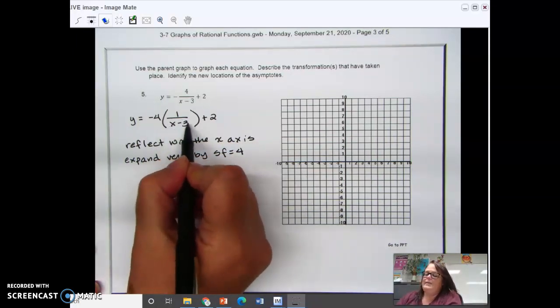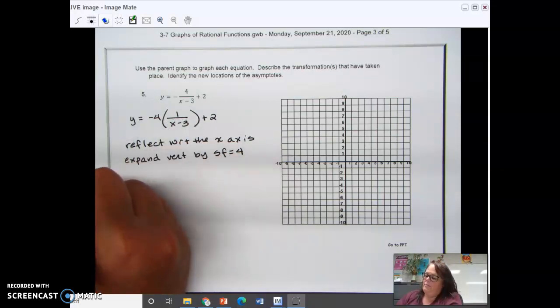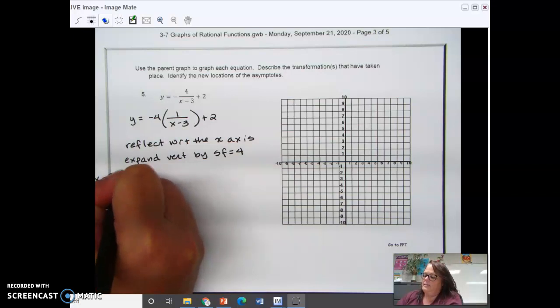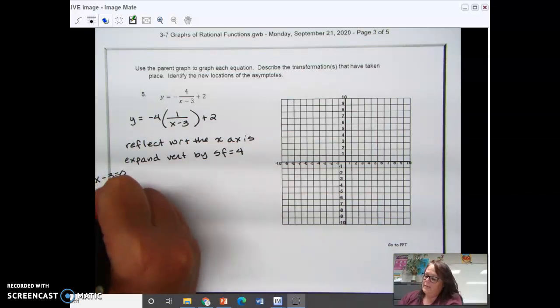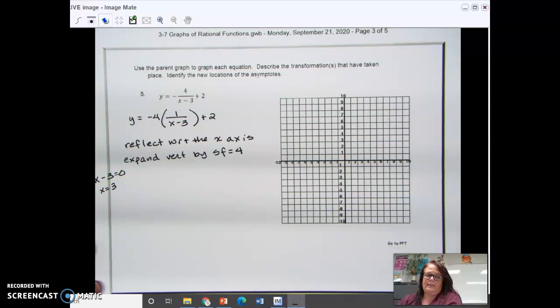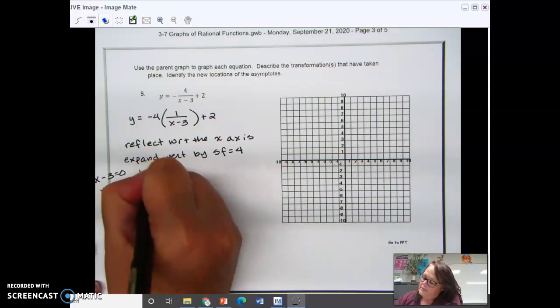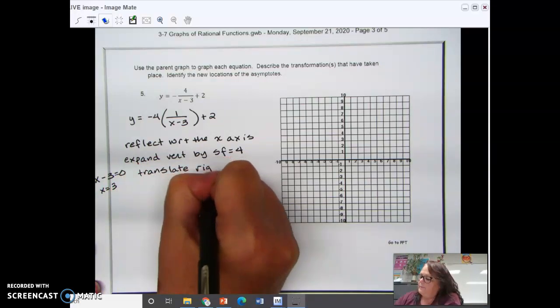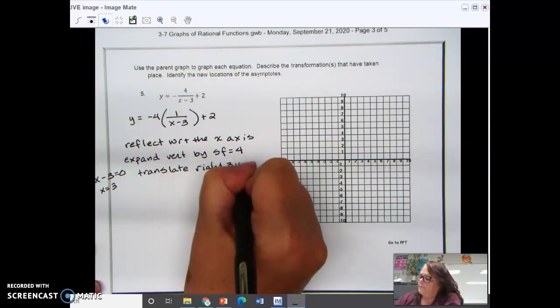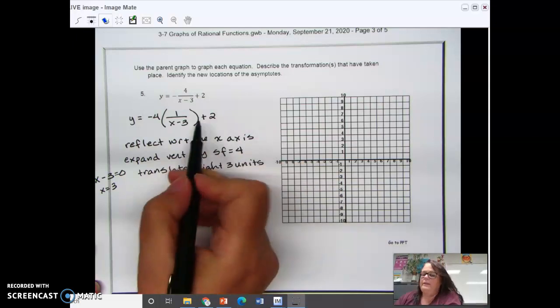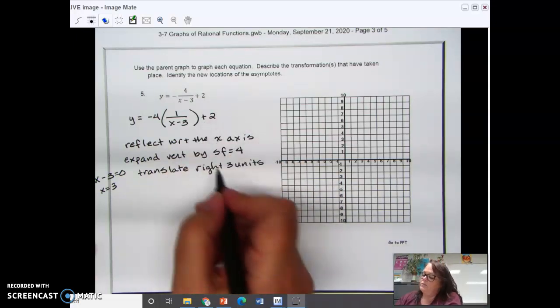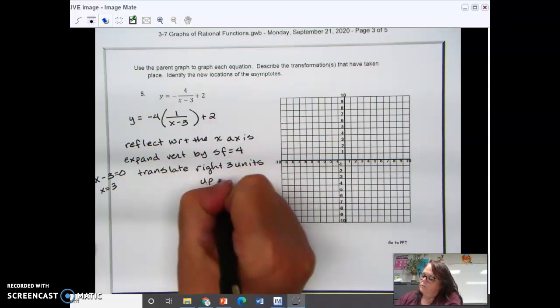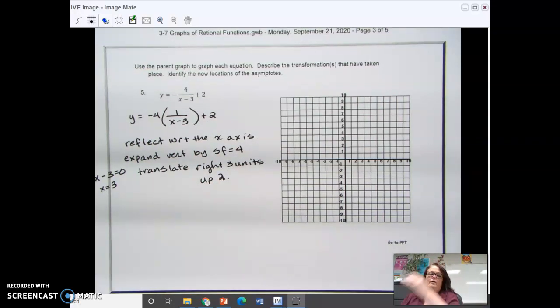The x minus 3 is inside the denominator or inside the parentheses. So that means I need to take x minus 3 and set it equal to 0. And so that makes x equal to 3, which means that we're going to translate to the right 3. And then the 2 on the outside says vertically go up 2. So we love vertical because it is what it is.